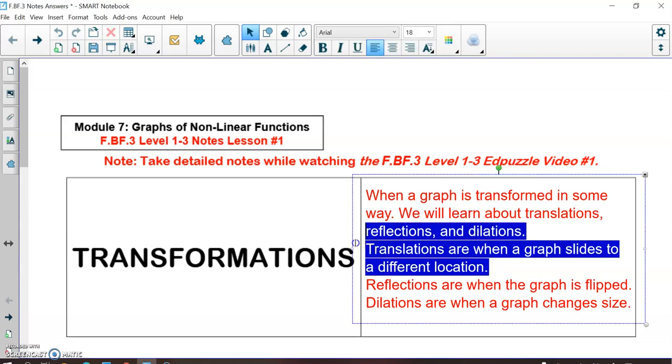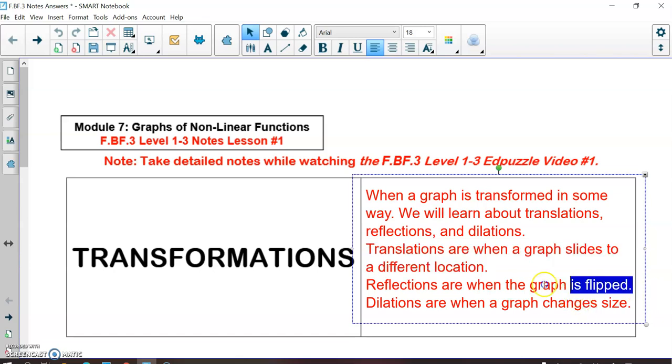This is when you take a graph and you just slide it to a different location on the graph. So it doesn't change size, it just changes location. Reflections are when a graph is flipped. So if your graph is right side up, it might be flipped upside down. Or if it was already upside down, it might be flipped right side up.